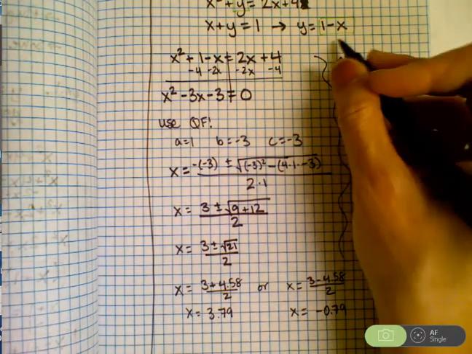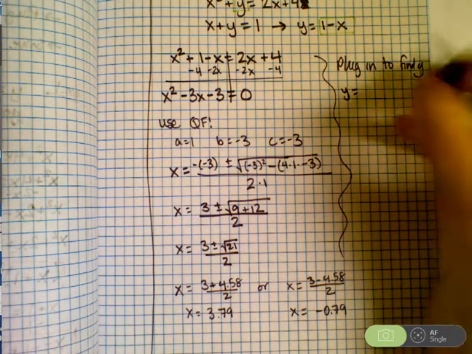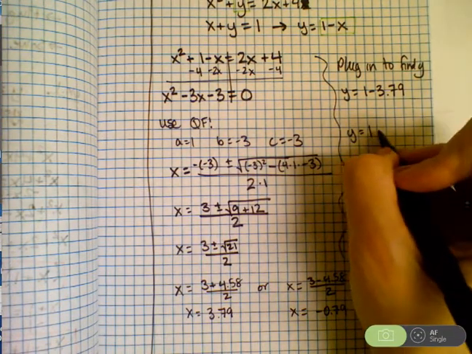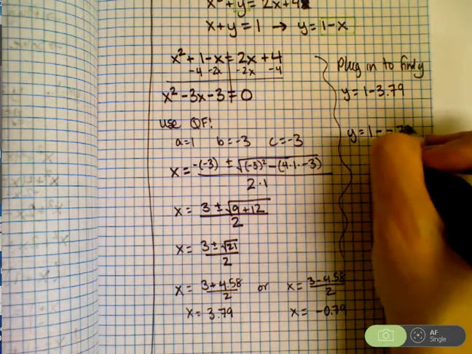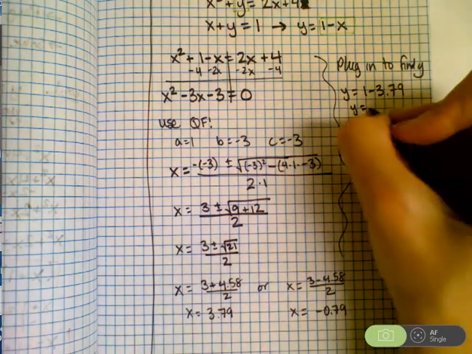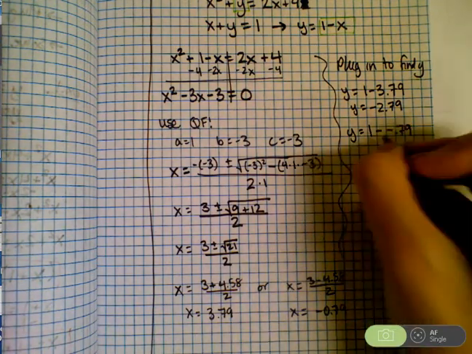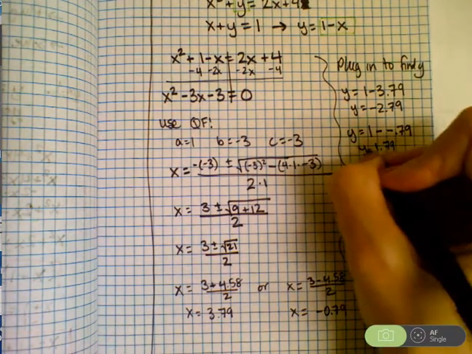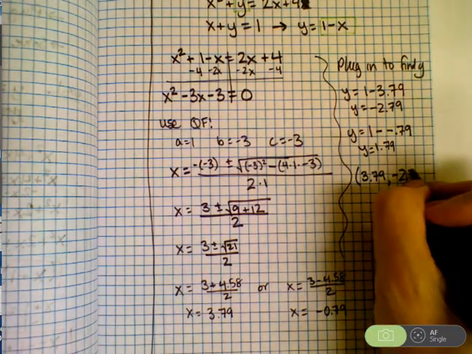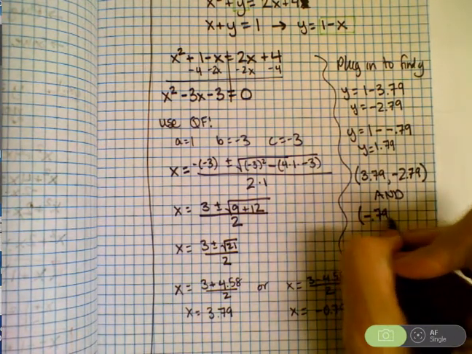So I'm going to use this one. This is already solved for y. I can just plug in my x numbers right there. y equals 1 minus 3.79, or y equals 1 minus negative 0.79. So 1 minus 3.79 is negative 2.79. 1 minus negative 0.79 is 1.79. So my two solutions are 3.79, negative 2.79, and negative 0.79, 1.79.